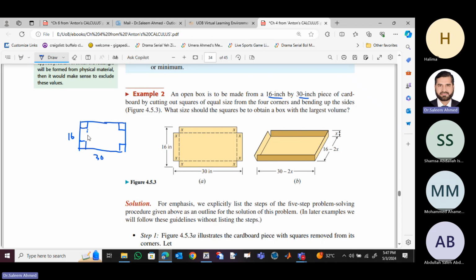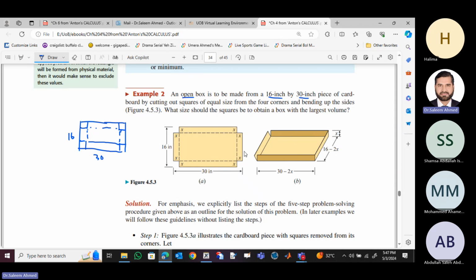And I bend it up, right, and I have this type of box. You see, from here I bend all four sides. So now it has walls as well. Four walls, and there is no top here. That's why they call it an open top.